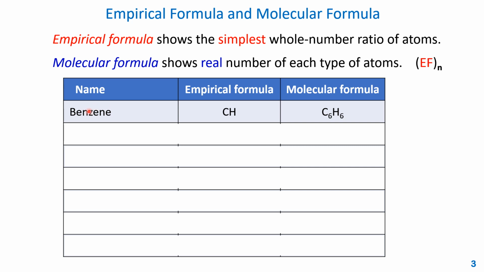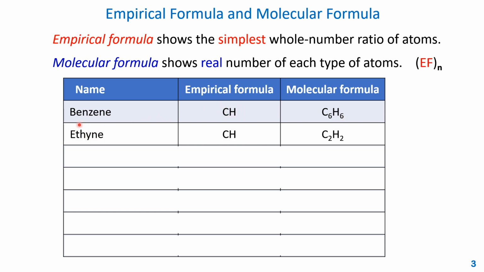Benzene is an organic solvent, and the molecular formula is C6H6. The empirical formula is CH. Basically, it's 1 carbon, 1 hydrogen, because the simplest ratio of 6 to 6 is actually 1 to 1. So it's 1:1. That's the empirical formula.